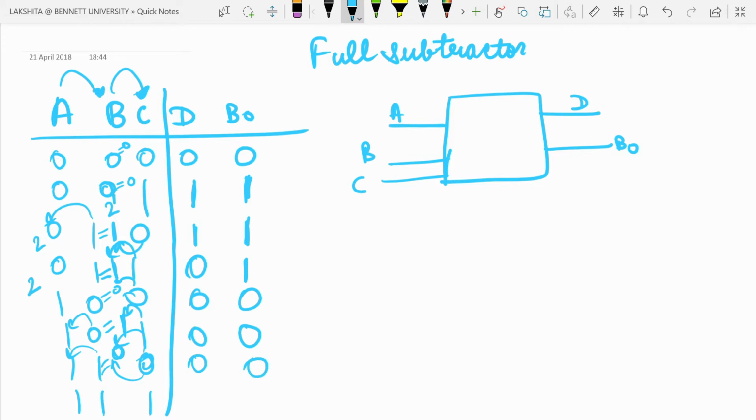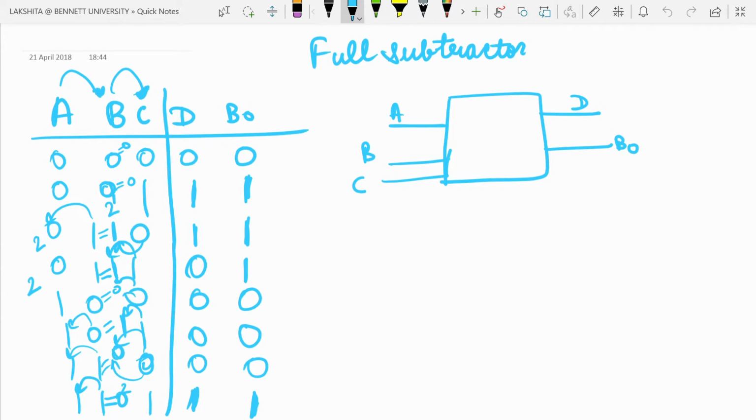In the last case, that means case 8, first we will subtract 1 from 1. The value will be 0. Now we cannot subtract 1 from 0 because 1 is a bigger number than 0, so we will take a borrow. Here will come 1 and the value of D will become 1.